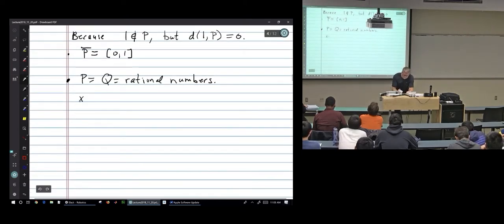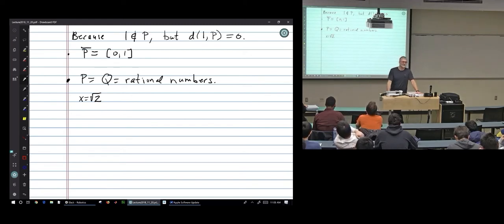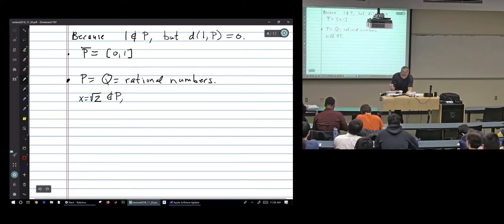Well, you guys know something about the square root of 2. Though you'll totally deny it because it happened more than a month ago, right? And it wasn't on exam 1, so it didn't happen.